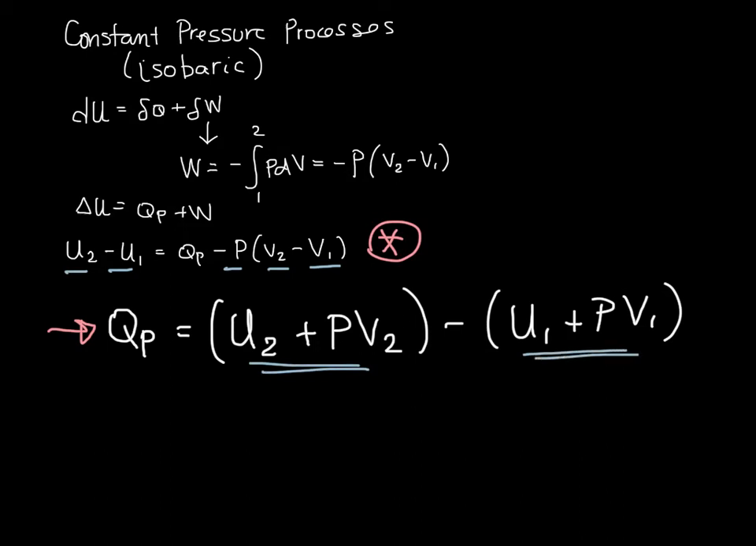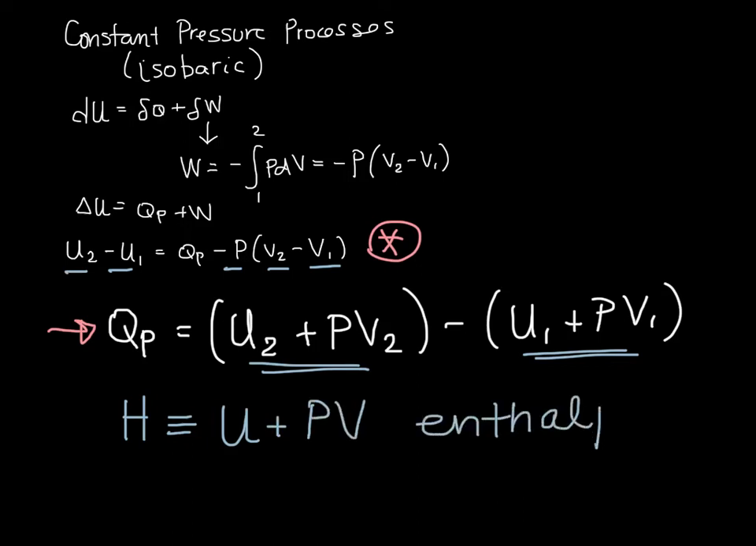And so we can actually define a new state function to substitute for that stuff in parentheses. And we're going to call this H, the enthalpy, and essentially define this as U plus PV. So this is the enthalpy. To say that Qp is the enthalpy at state 2 minus the enthalpy at state 1, or just the change in enthalpy. So on this side we have a process variable, on this side we have a state function. This actually ends up being sort of useful.